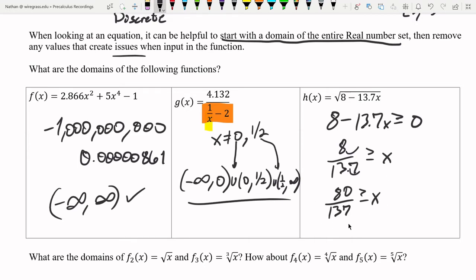So this is our interval. That's the same thing as the interval negative infinity up to 80 over 137 with a square bracket, of course, because we are allowing the equal sign. So once again, you can just test these numbers into here and make sure they work, right? I tested 1. 1 is just a little bit above this number, and that did not work. You can test this number itself. If you plug it in there, you're going to get 0, and that's just fine. So this is our domain.